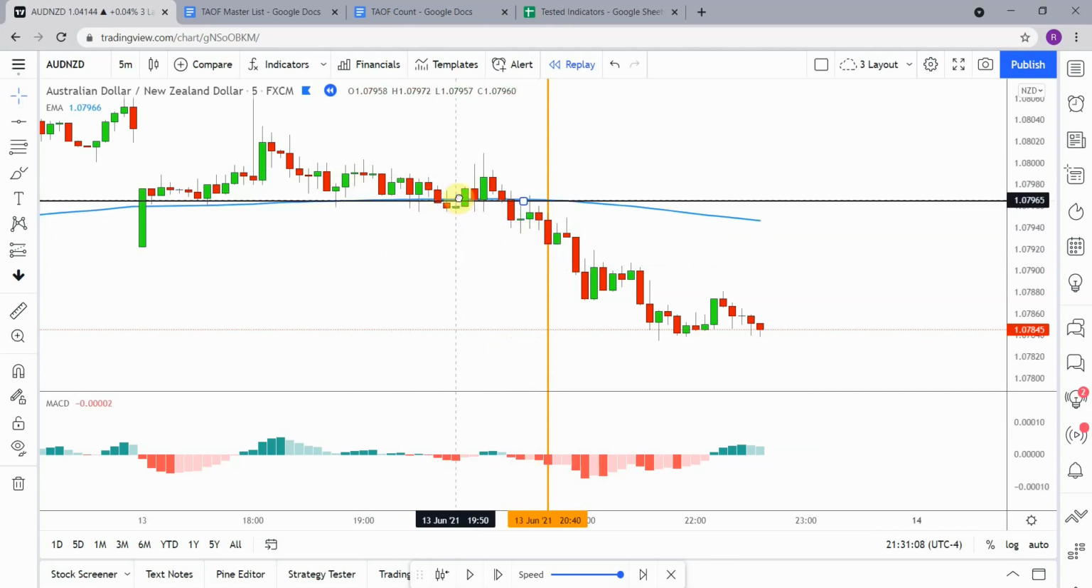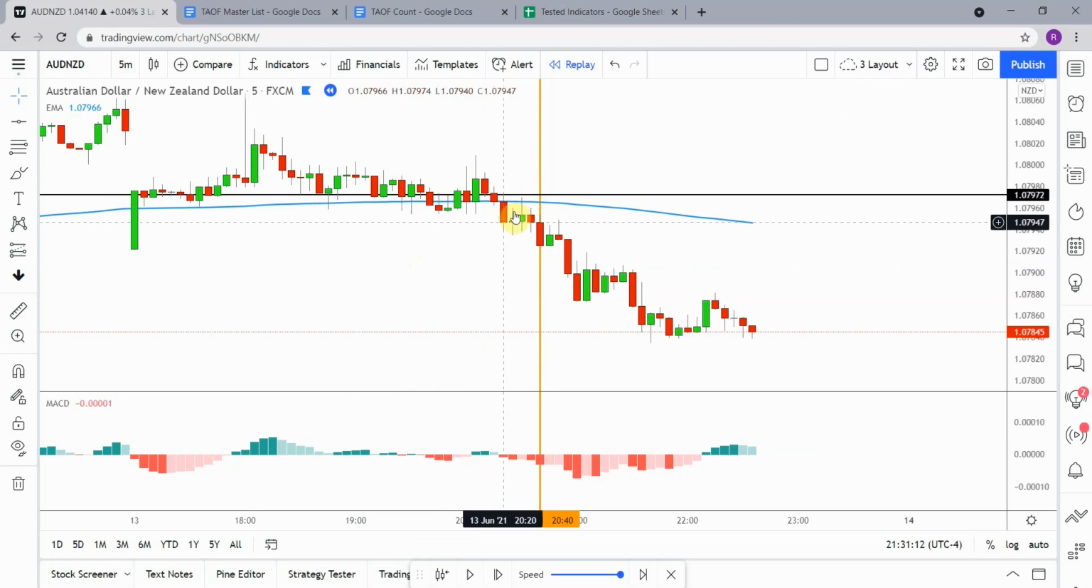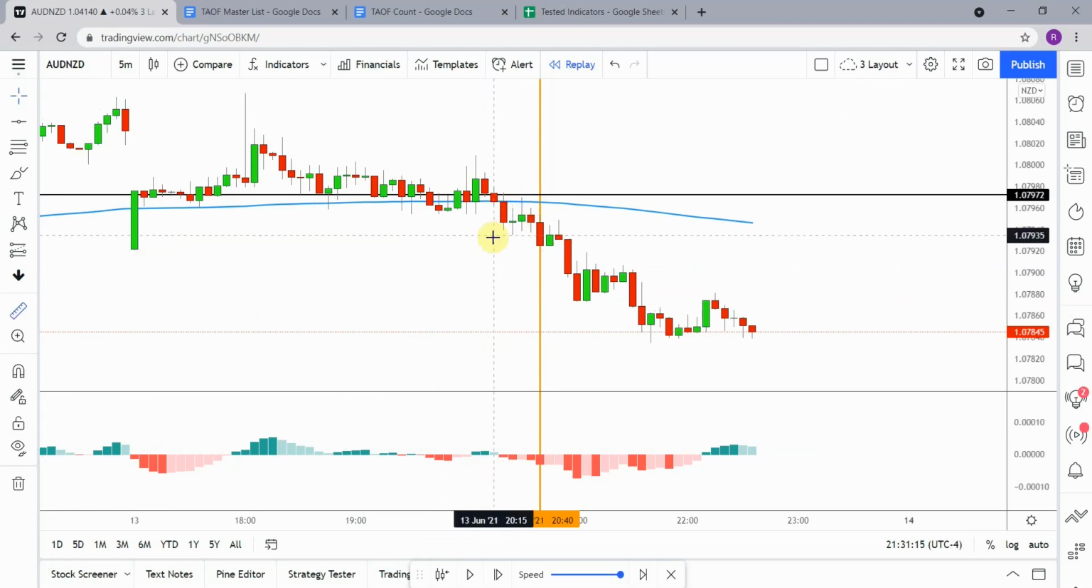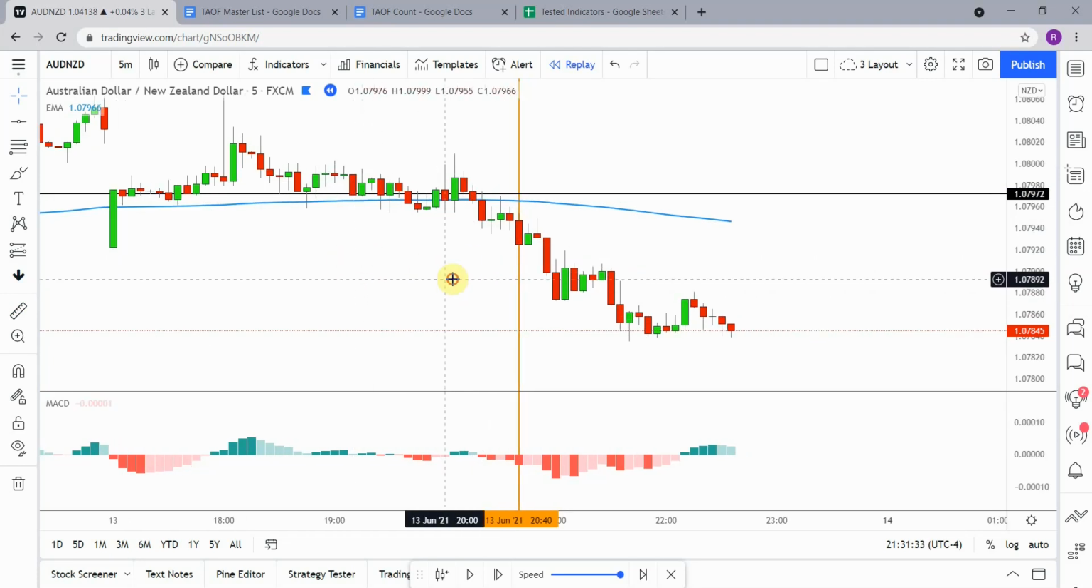We would have had a stop over here in this area right above there. So we'd be looking at about 4 pips again right there. And you can see that we got to 4 pips rather easily, and it even came down and hit the 8 pip target there also. So that's what we're looking for.